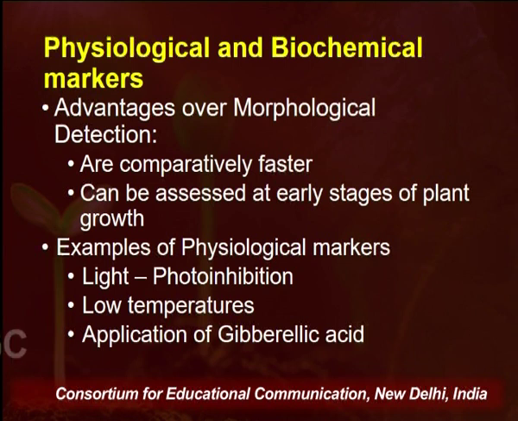Now, if we talk about examples of physiological markers, these include light or low temperatures. Photoinhibition is a property wherein photosynthesis gets inhibited when the plant is excessively illuminated. So if you want to develop resistance against photoinhibition, then light becomes a physiological marker. Similarly, the growth and processes of the plant are impacted by low temperatures. So if you are looking to develop a plant species that is resistant to low temperature, it becomes a physiological marker.